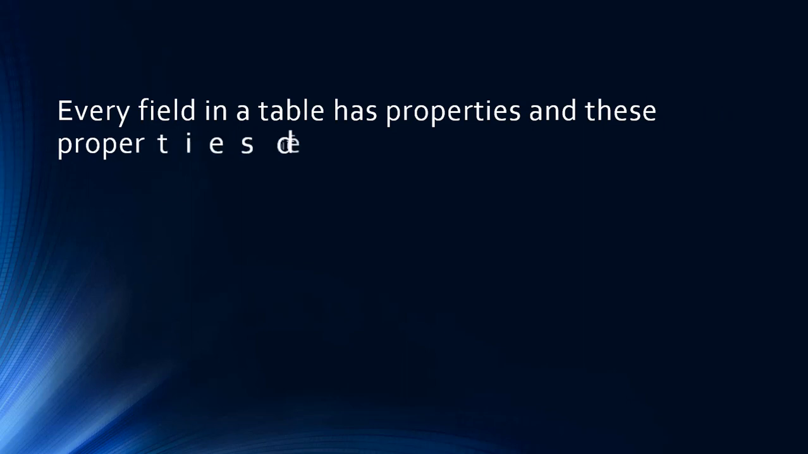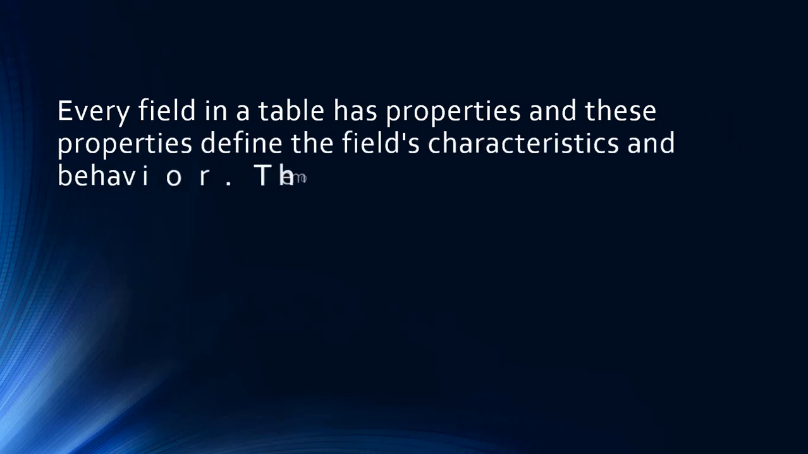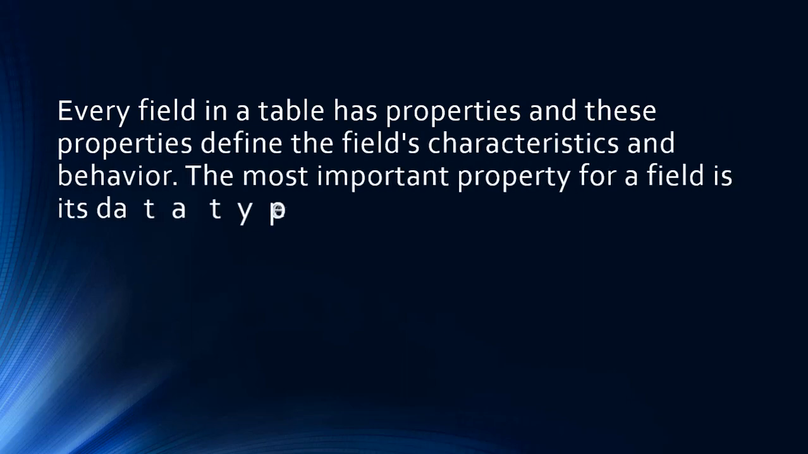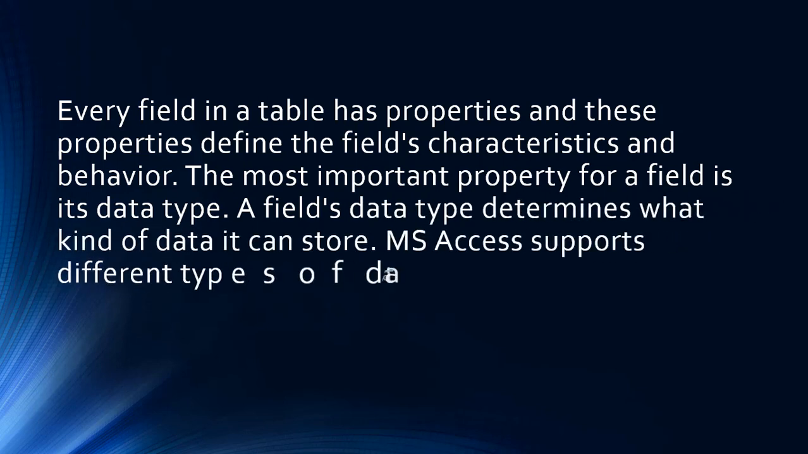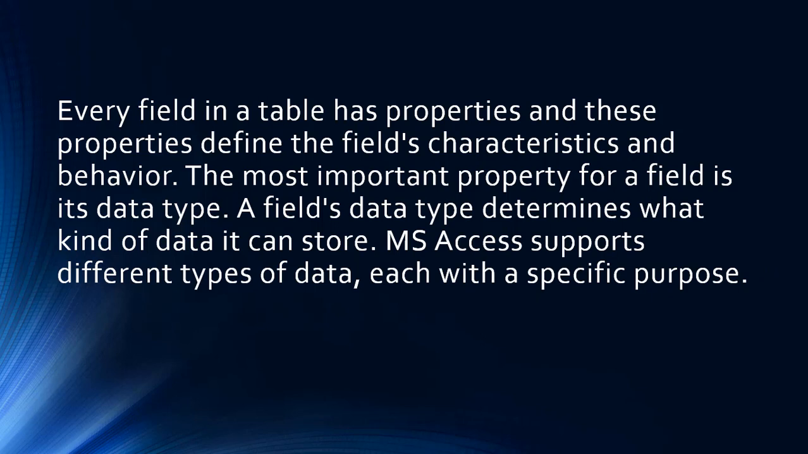Every field in a table has properties, and these properties define the field's characteristics and behavior. The most important property for a field is its data type. A field's data type determines what kind of data it can store. MS Access supports different types of data, each with a specific purpose.